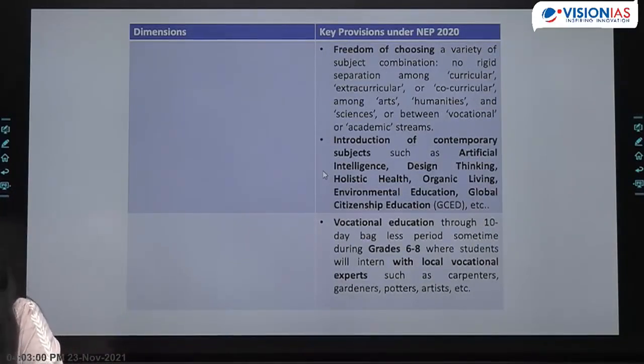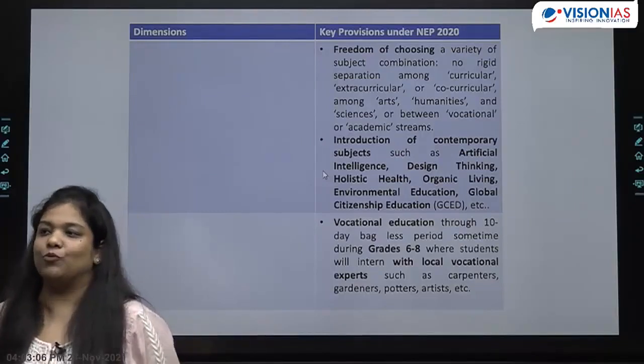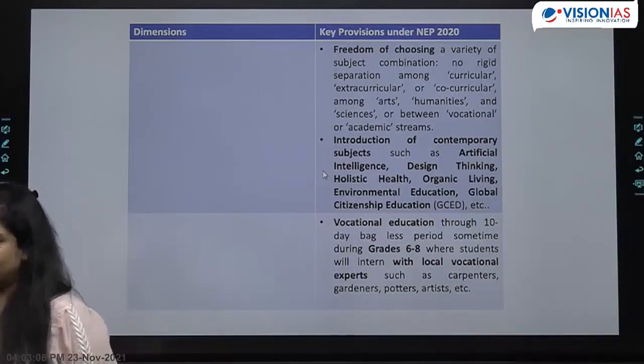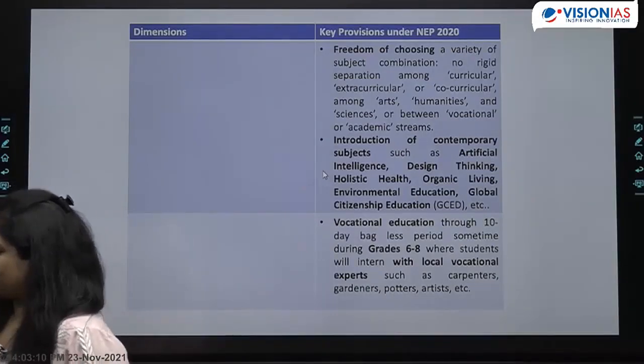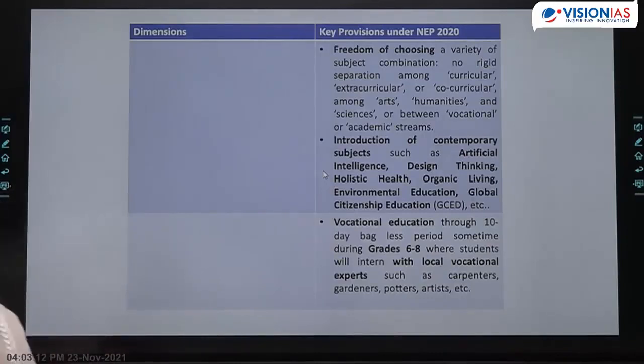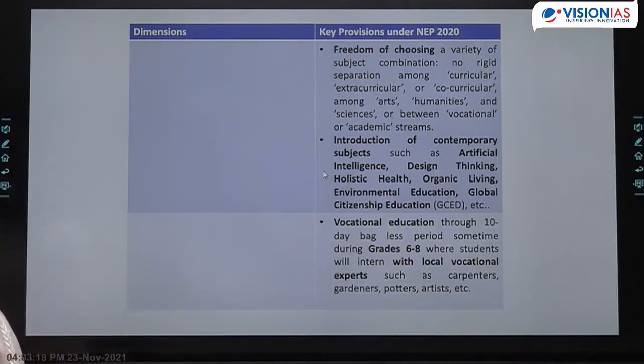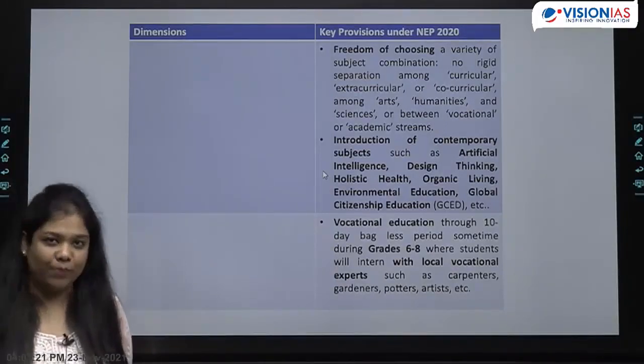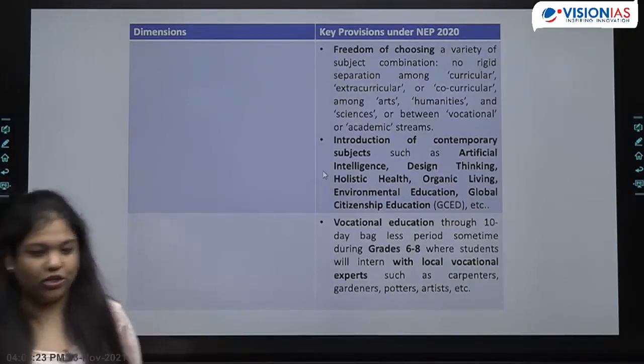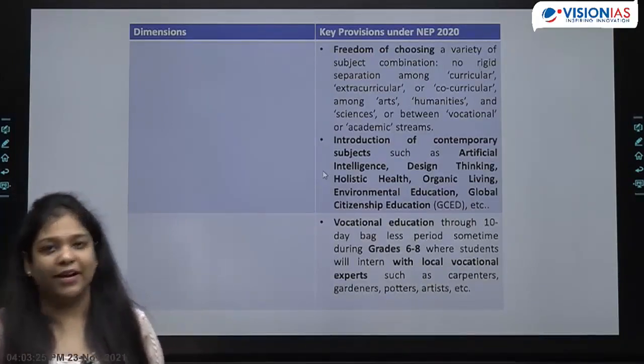हमारी तरह नहीं कि अगर PCM लेना है तो दो ही ऑप्शन है, या तो बायो के साथ लो या इकोनॉमिक्स के साथ लो, तो इस तरह की दिक्कतें द फ्यूचर जनरेशन को नहीं आएंगी. Then there is introduction of contemporary subjects, for example, जो आज के टाइम के लिए इंपॉर्टेंट है, like environmental education, artificial intelligence, organic living, all of that. Then focus has also been made with respect to vocational education, which is the major reason behind dropouts.